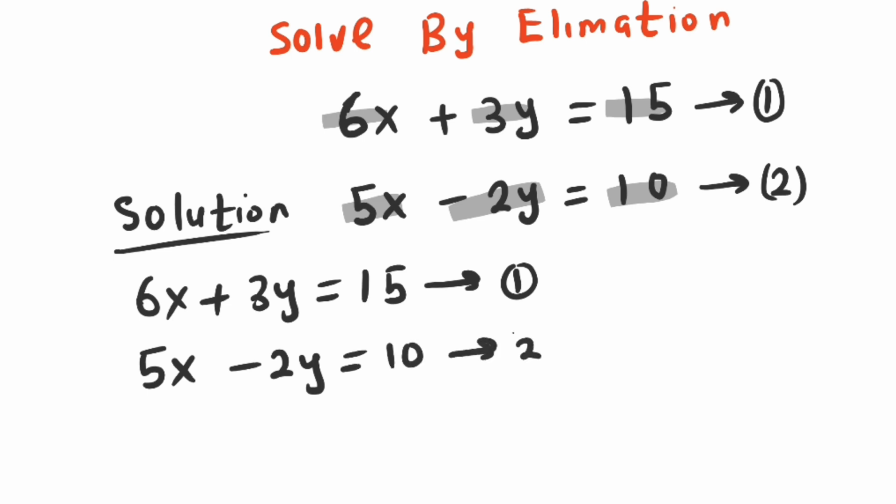This is equation 2. Now, the coefficient of x here is 6 and the coefficient of x here is 5. The coefficient of y here is 3 and the coefficient of y here is minus 2. For you to eliminate either x or y, the coefficient must be equal and the sign must be different. So we have the constant here 15 and the constant here 10. In order to make the coefficient of y equal and the sign different, which is positive and negative, let us multiply equation 1 by 2 and equation 2 by 3.